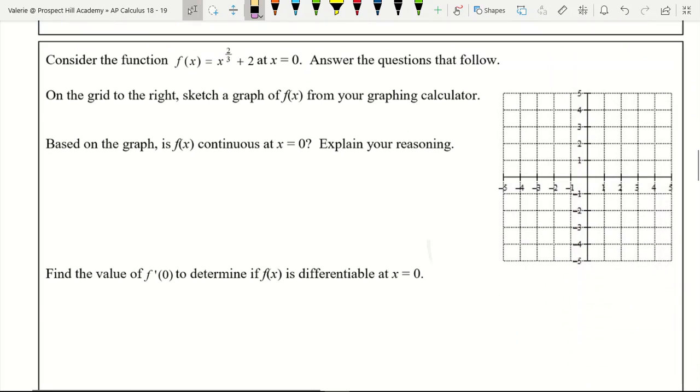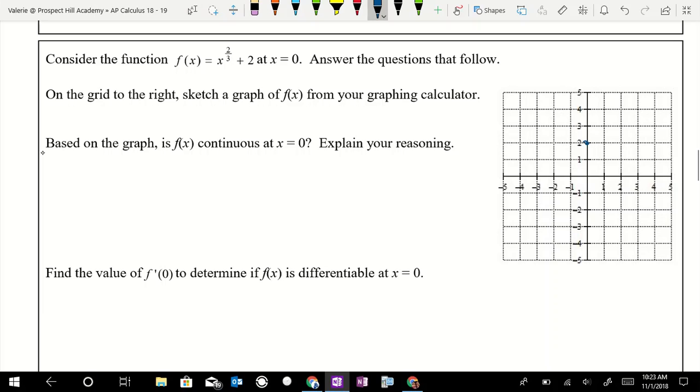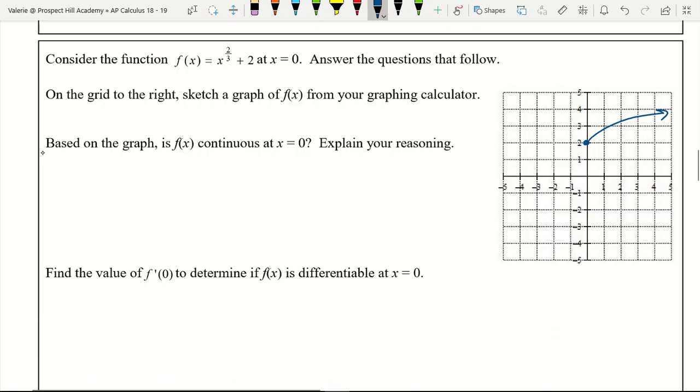The last graph and function we're going to look at is f of x equals x to the 2/3 plus 2. So a sketch of this graph looks kind of like a butterfly or a bird of sorts. So to find continuity, again, we need to make sure that f of 0 exists. f of 0 is equal to 2, so f of 0 is defined.